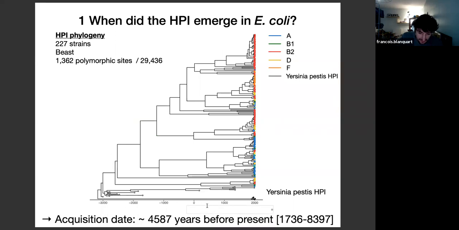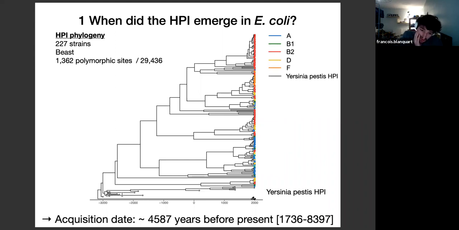So the x-axis now is time, with these old HPI sequences from a sample of Yersinia pestis isolated in this Swedish Neolithic farmer. And when you do that, we can date the acquisition of the HPI to about 4,600 years before the present.